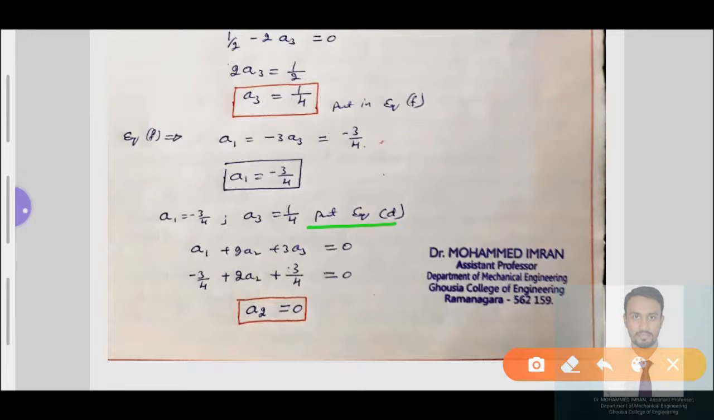Substitute the values of a1 and a3 in equation number D. Then equation D becomes a1 plus 2a2 plus 3a3 equals 0. a1 equals minus 3 by 4, plus 2a2 remains same, and 3a3 with a3 equals 1 by 4 becomes 3 by 4. So minus 3 by 4 plus 3 by 4 get cancelled, 2a2 equals 0, then a2 equals 0. We found the a1, a3 and a2 values.